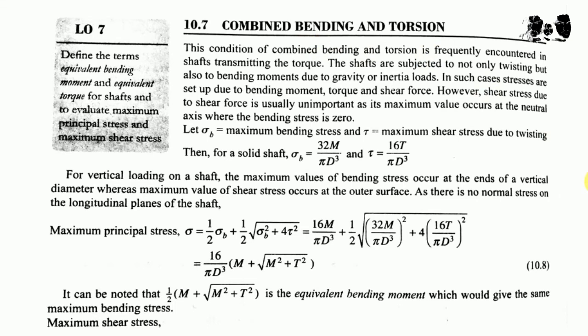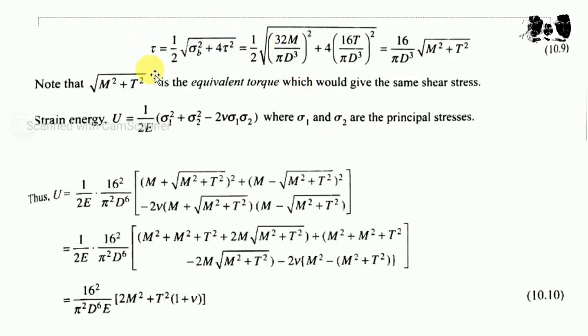The maximum shear stress can be calculated by the maximum shear stress equation, which is tau equal to half under root sigma b square plus 4 tau square. By applying these two values and solving it, we have 16 upon pi d cube under root M square plus T square. Here, under root M square plus T square is the equivalent torque, which will give us the same shear stress.